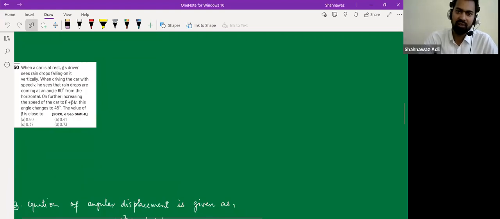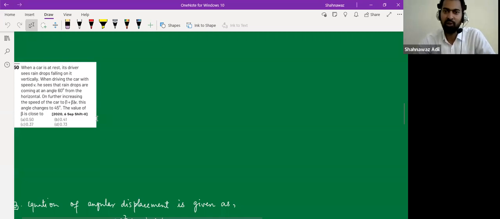So when a car is at rest, its driver sees raindrops falling on it vertically, right? And when driving the car with speed v, he sees that the raindrops are coming at an angle 60 degree from the horizontal. On further increasing the speed of the car, this angle changes to 45 degrees. So the value of beta is close.